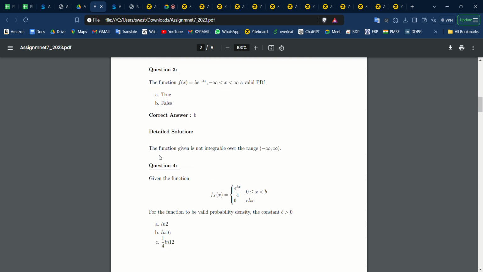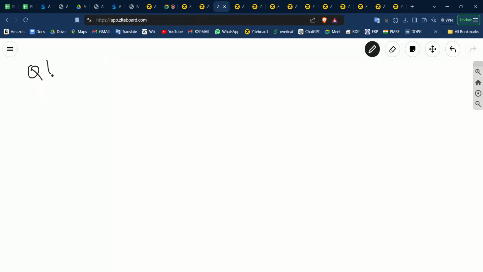Now for the fourth question, f(x), the PDF of the random variable capital X, is given as e to the power 3x by 4, where x lies between 0 and b, and when x is outside 0 to b, the value is 0. For the function to be a valid probability density, what should the constant b be? That is the question. So again it is the same question, basically, a valid PDF. So the integral of f(x) should be 1.